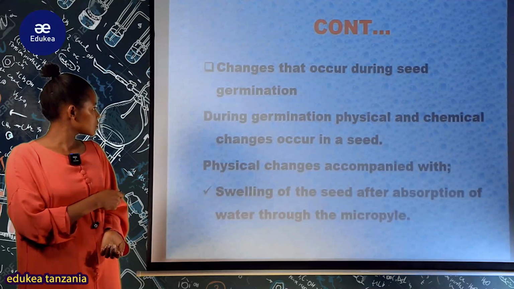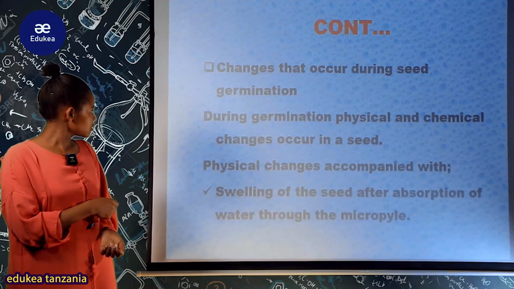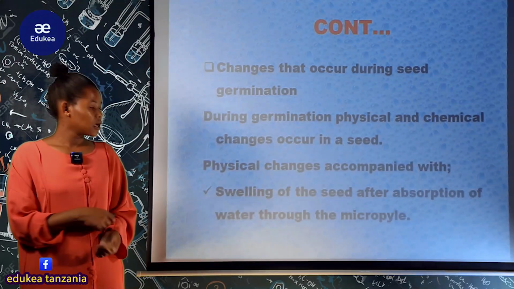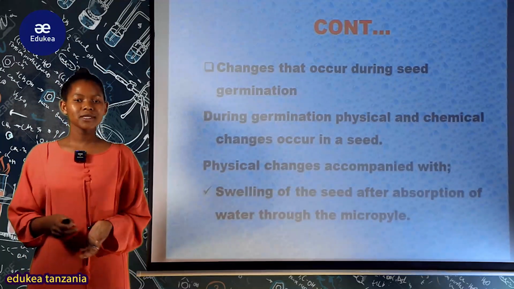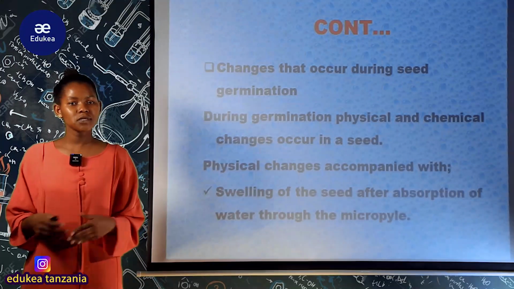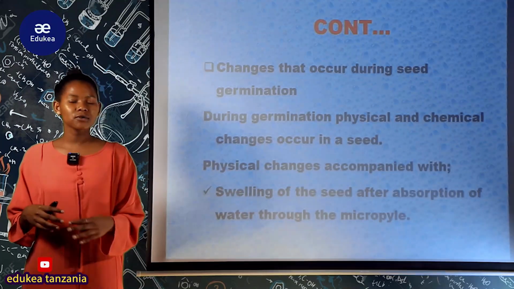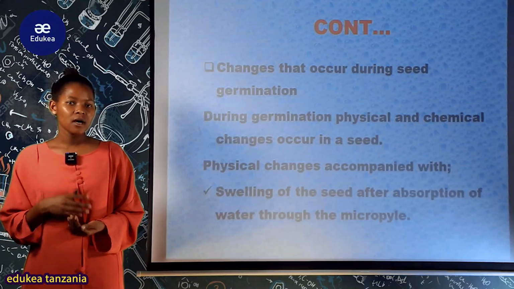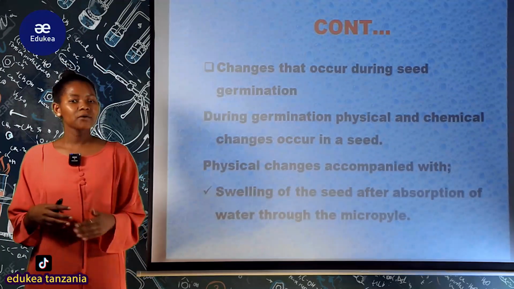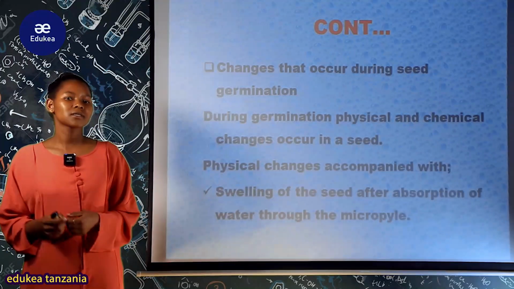Now we are going to look at the changes that occur during seed germination. During seed germination, physical and chemical changes occur in a seed. Tunapozungumzia seed germination, as I already told you, that is a process in which a seed develops into a seedling. And during seed germination, there are a lot of changes which occur in the seed, and those changes comprise physical and chemical changes. Now we are going to start with the physical changes.